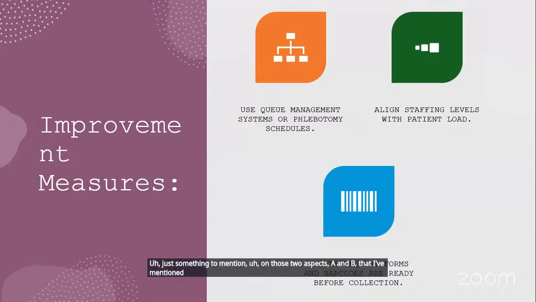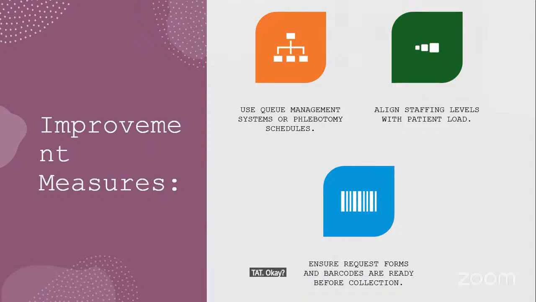That is actually what constitutes what we call pre-analytical TAT. Okay, pre-analytical TAT comes to the point until when the sample has been collected and it has been submitted or receipted in the lab. So the very first two aspects form what we call the pre-analytical TAT.